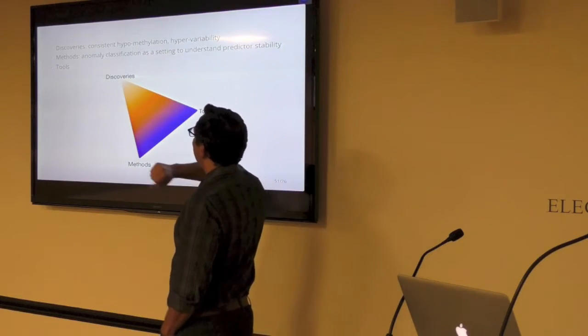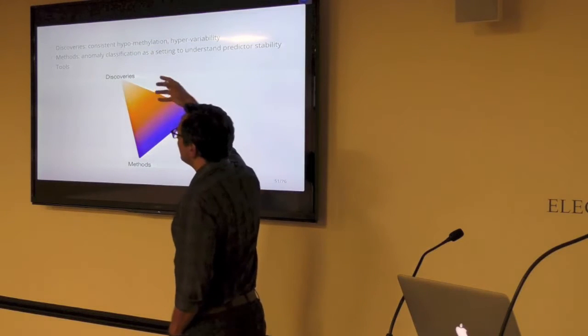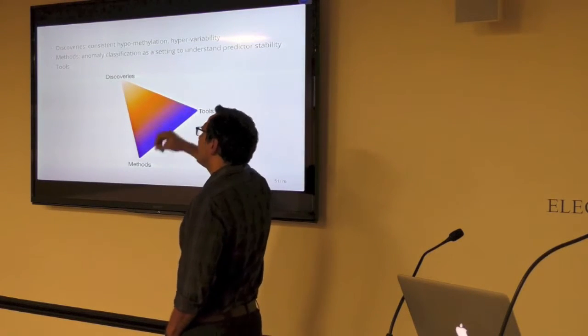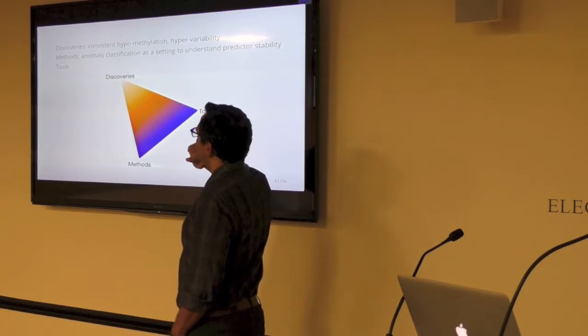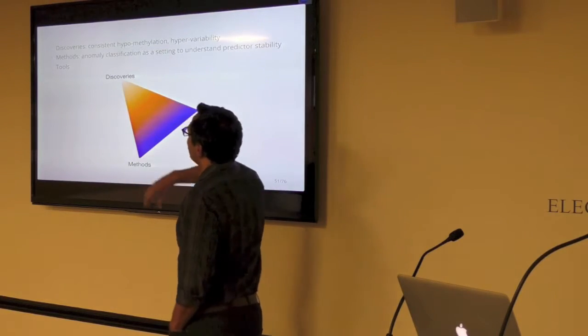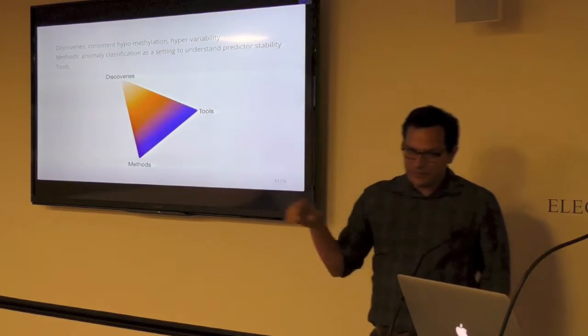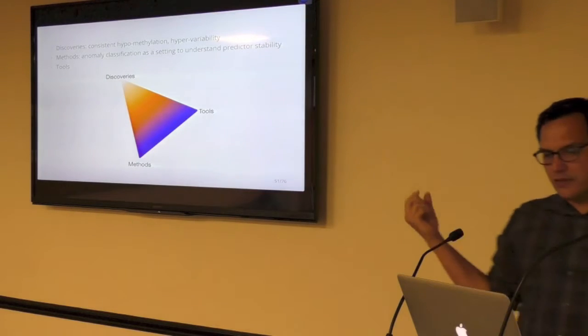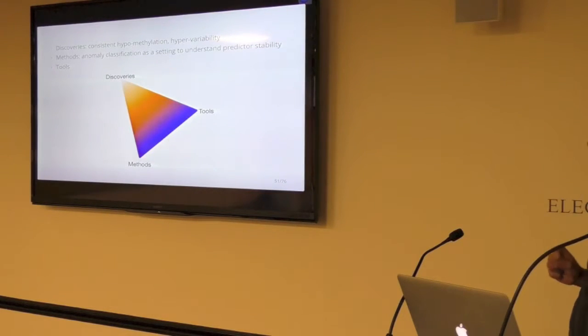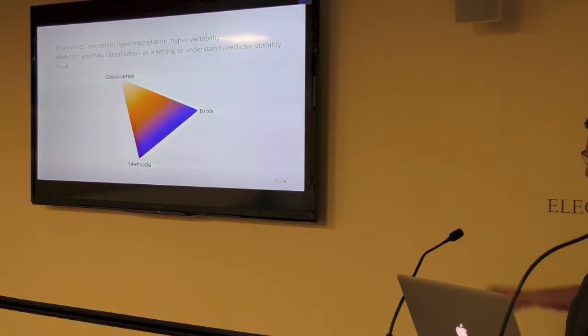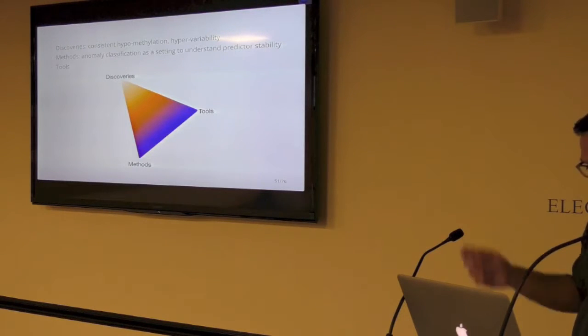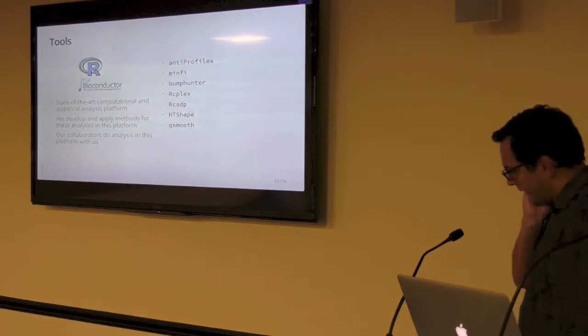So, in terms of computational epigenomics, how have we navigated this space so far? In terms of discoveries, we've discussed this notion of epigenetic differences, and how that is related to hypervariability. We've discussed methods both in analyzing the epigenetic data, but also understanding this anomaly classification as a setting to understand predictor stability. But what about the tools aspect?